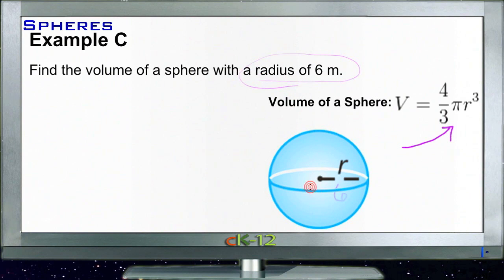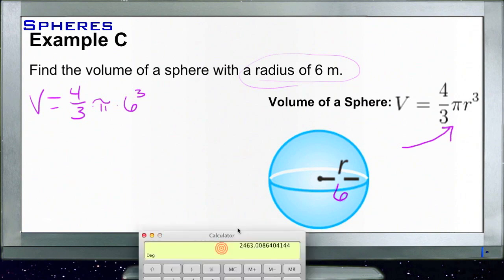Why does that keep not drawing? There we go. It's like my pen's running out of ink, which is a little odd given that it's a digital pen. But so we have 6 meters for our radius. So we're going to put that into our formula. So we get our volume equals 4/3 pi times 6 cubed.